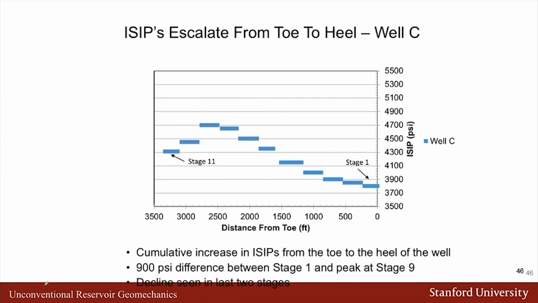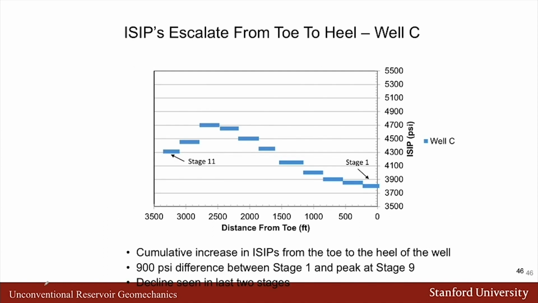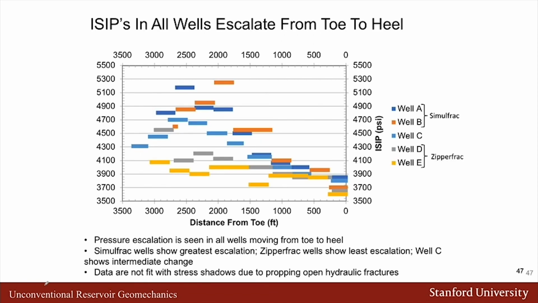For well C, the well in the middle that was hydraulically fractured in a conventional way, what we see is that the first stage showed a stress of about 3,800 psi. That climbed by 900 psi, by stage 9, and then as we approached the heel, they dropped a little bit. And so this was really quite surprising. We've looked for it in other data sets and have not seen this, so it's something kind of interesting that's happening in the Barnett Shale.